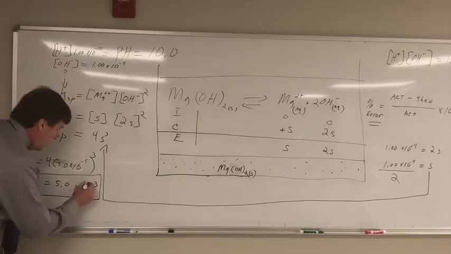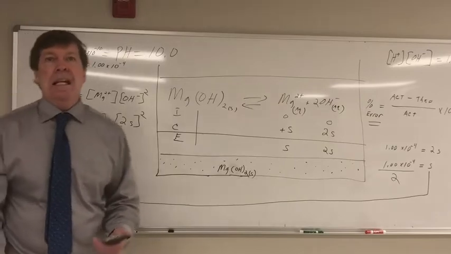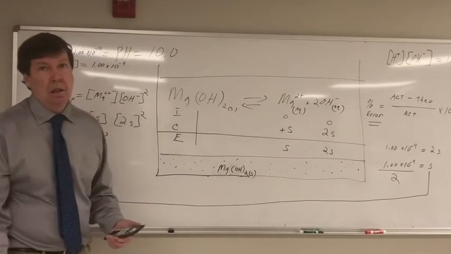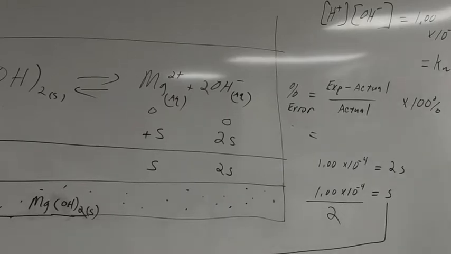Hold up. Let's go negative 13. So 5.0 times 10 to the negative 13. Well, how does this compare to the actual value? This is an experimental value, so to speak. So how does our experimentally determined Ksp value match up with the known Ksp value?